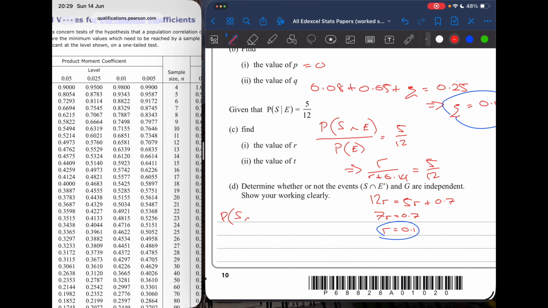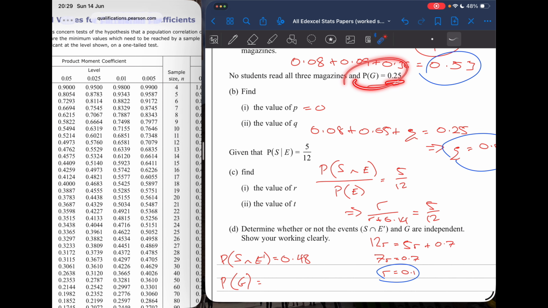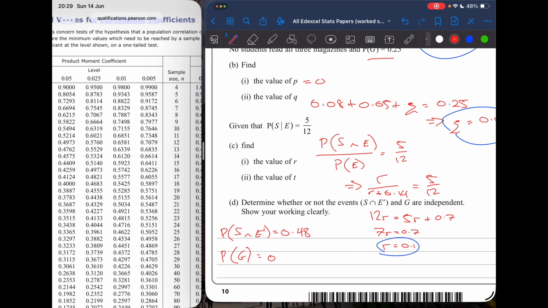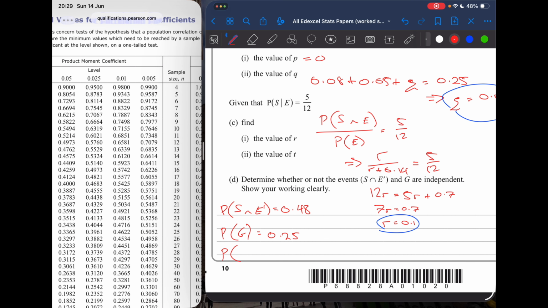I'm going to make a little list of things I have. The probability of S intersection not E: 0.48. We want the probability of G. I think we got told that somewhere, didn't we? We did something to figure that out, maybe. Yeah, it's up here. 0.25. We're going to want the intersection of those things. So S intersection not E intersection G.